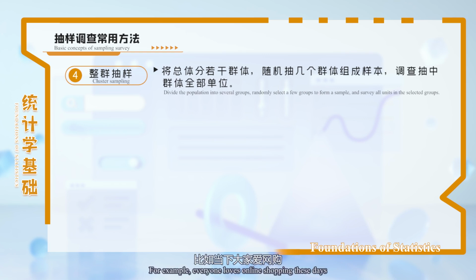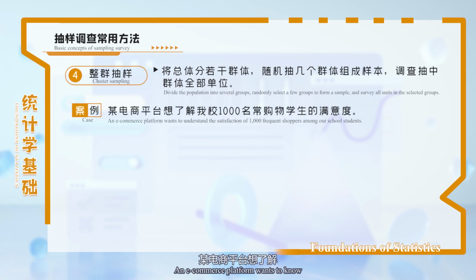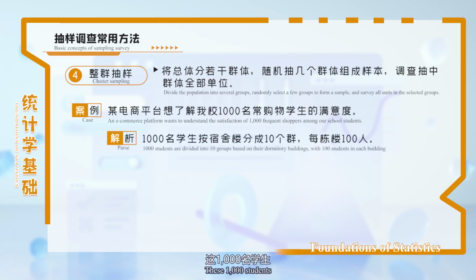For example, everyone loves online shopping these days. An e-commerce platform wants to know the satisfaction of our school's 1,000 frequent shoppers. These 1,000 students are divided into 10 groups according to dormitory buildings. With 100 people per building, the cluster sampling procedure is as follows.